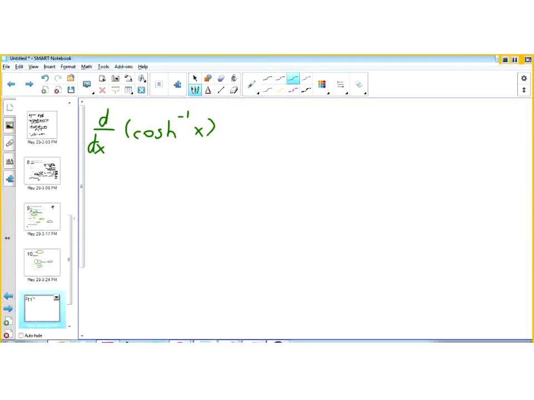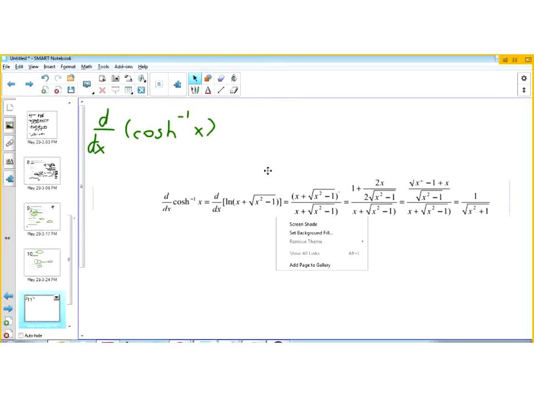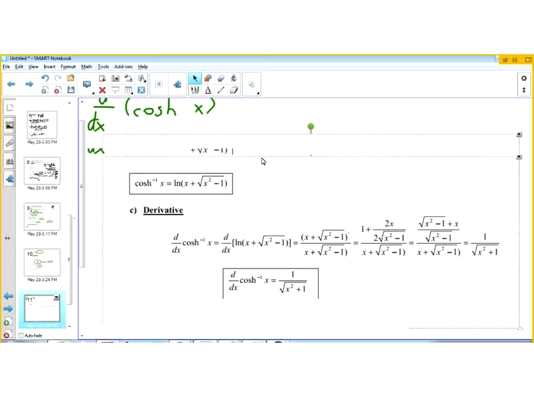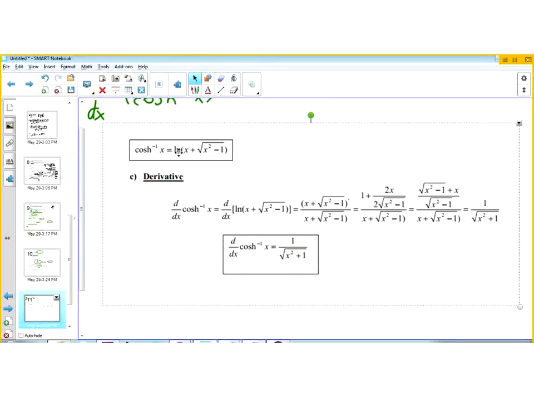Okay, so you recall the conversion of hyperbolic cosine to a representation in natural log. Here was the formula, and we just did that. Now, all we have to do is take the derivative with respect to x of the right-hand side, and we're done. So here we go, derivative with respect to x.